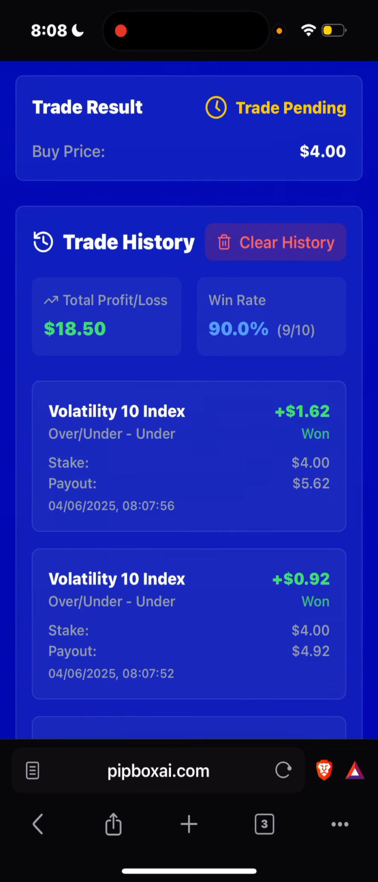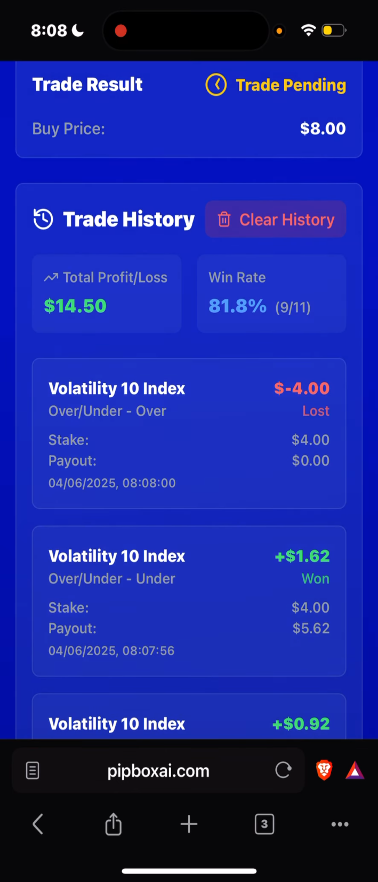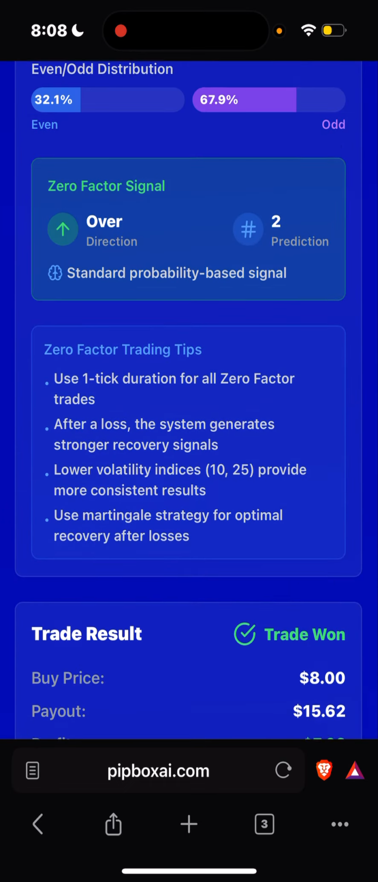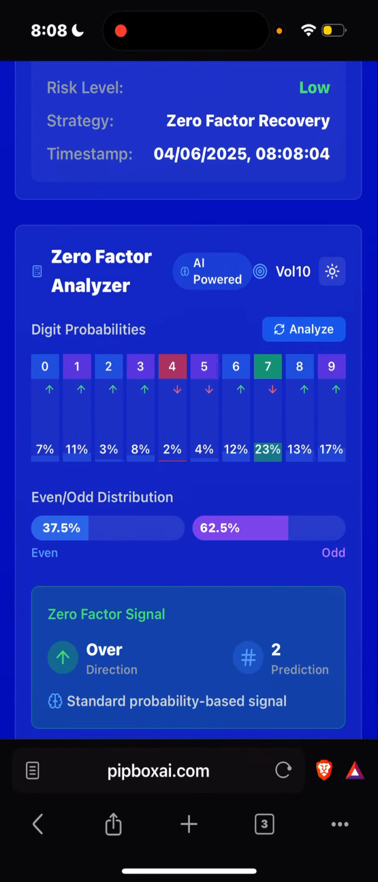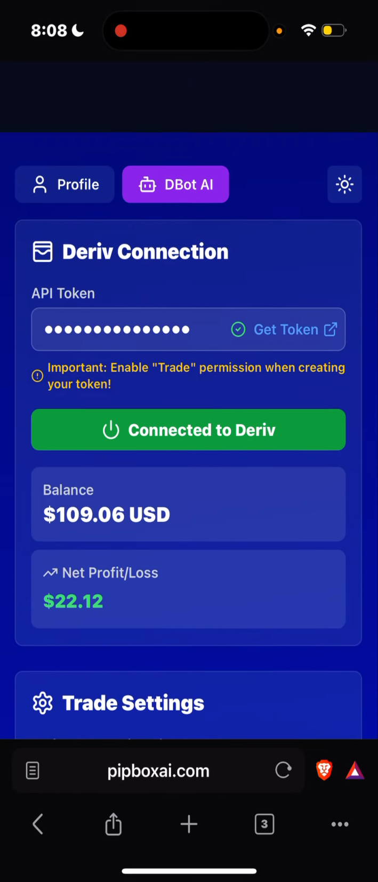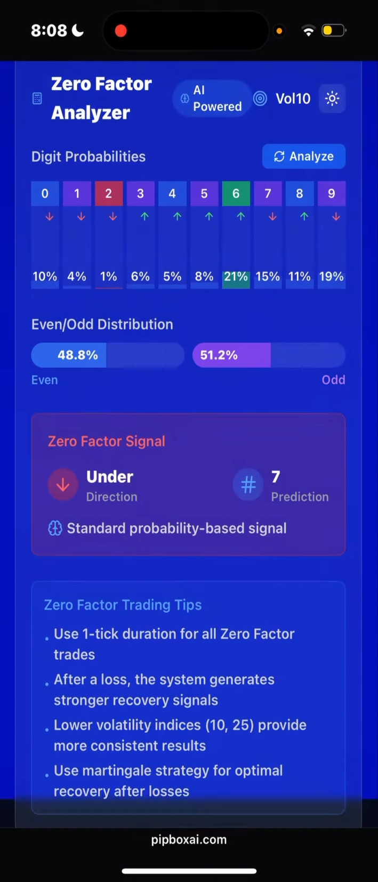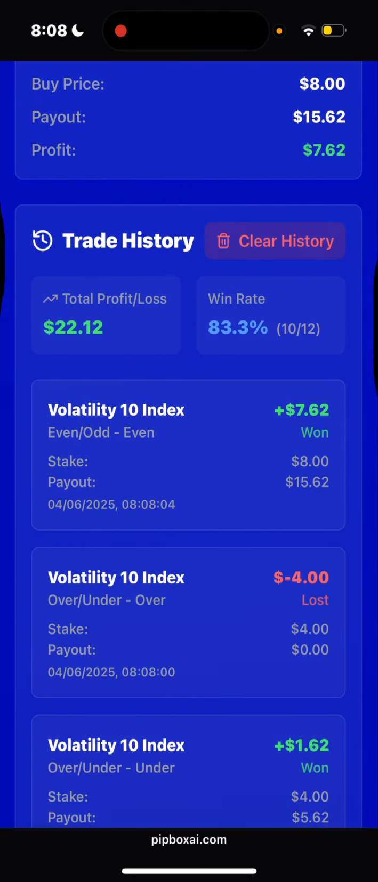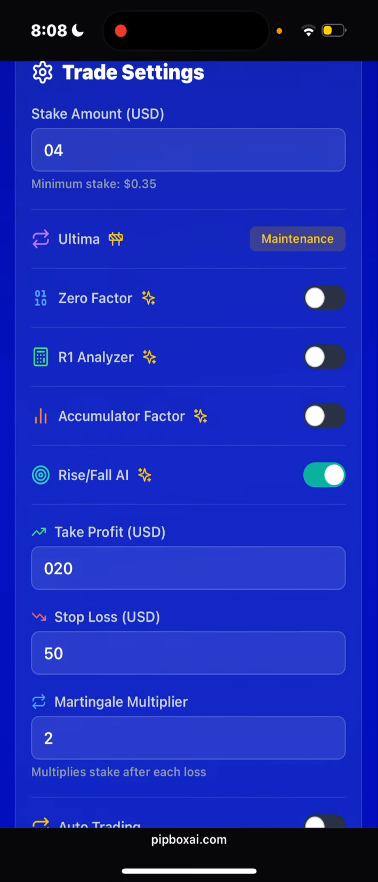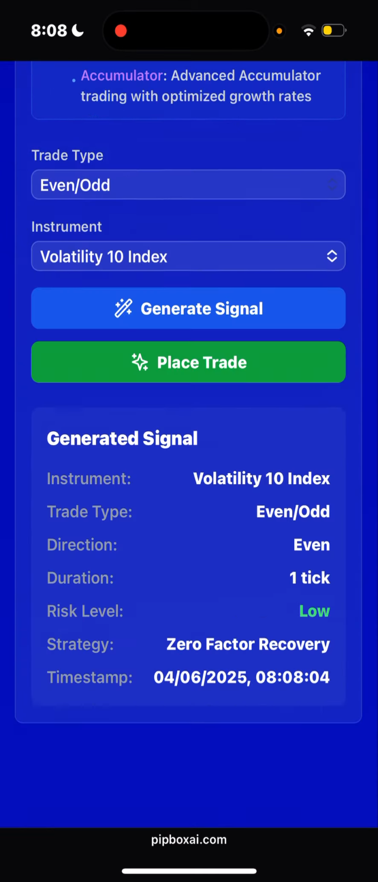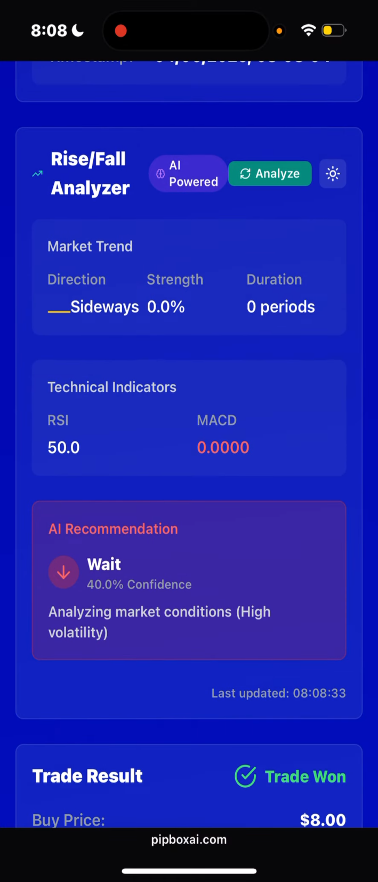So we hit our profit target. We were almost there. We hit our profit target with 22 USD as our profit and 83.3% as our win rate. Now we are officially at 100 USD, which is a very nice mark to reach. The next thing we need to do is to change to rise and fall AI, because now we are looking for high probability trades. We are looking for something to give us more profits.